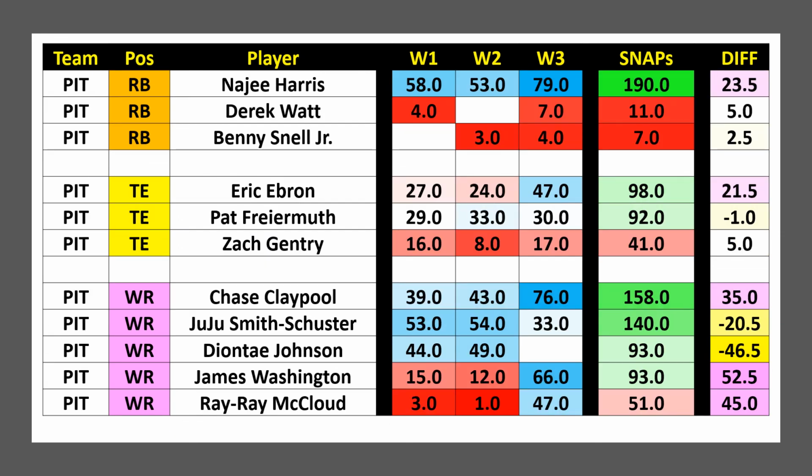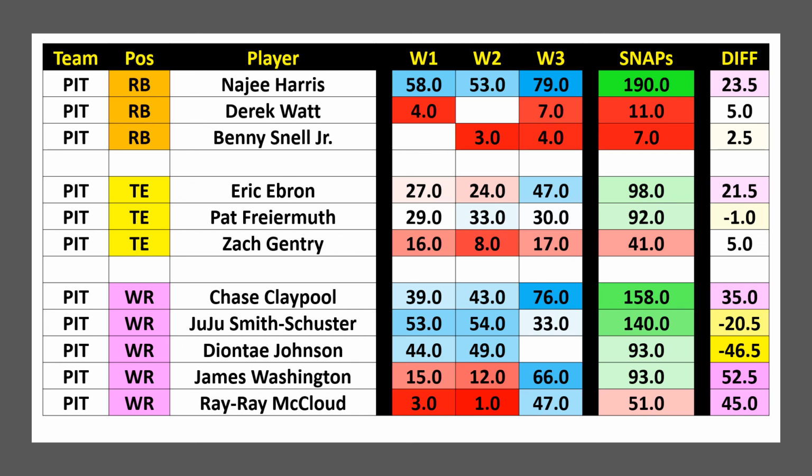Harris really jumped up, folks. He may be the new pass catcher. Ebron is going to be there over Firma. So, I don't know. I think I'm staying away.